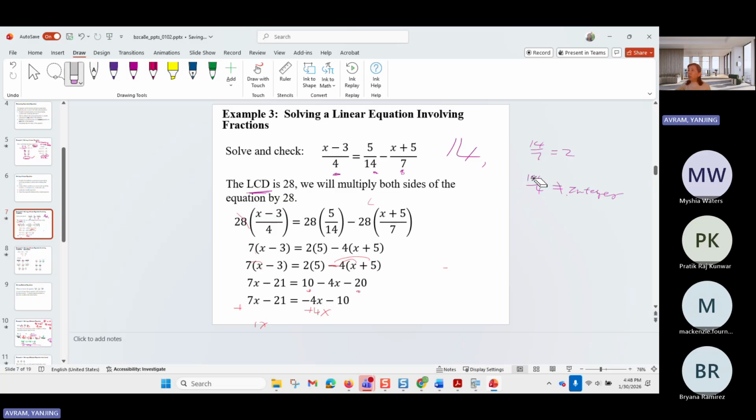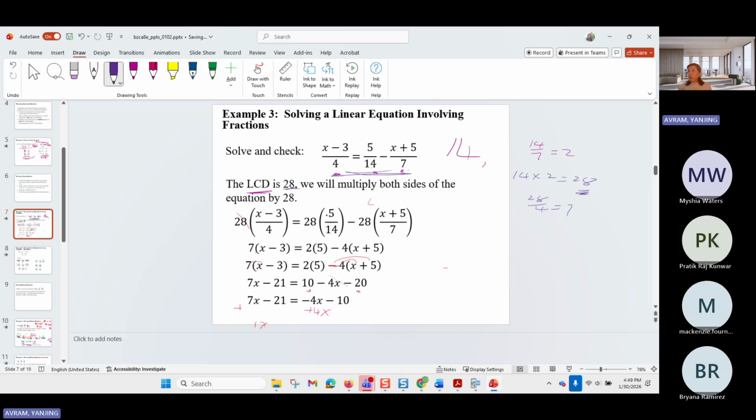And it would be easy to just double, okay? Since 14 is not a common denominator, I can double 14, which is 28. Now you can see 28 can be divided by 4, you get 7. 28 can be divided by 14, you get 2. 28 can be divided by 7, you get 4. So now this 28 can be divided by every one of the denominators, and the LCD is 28.